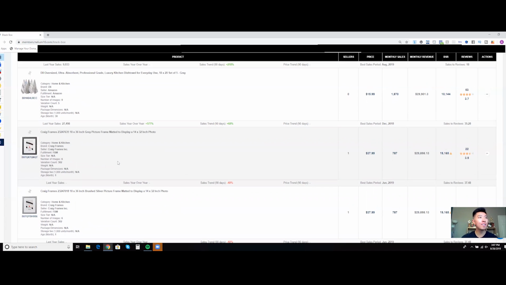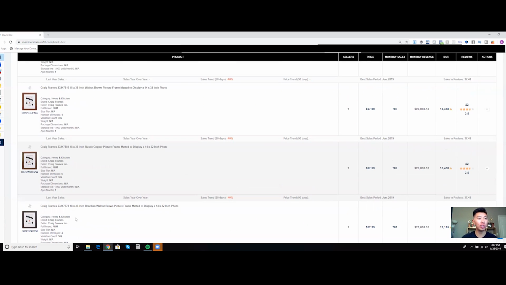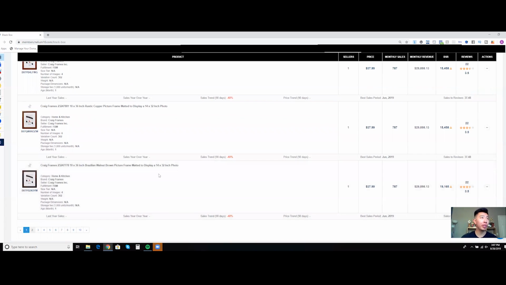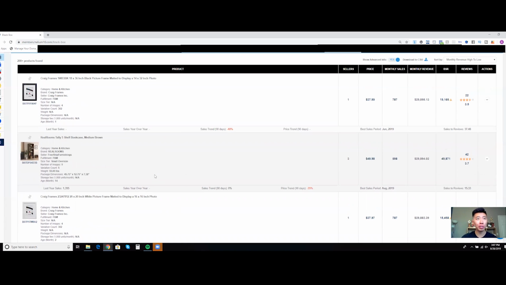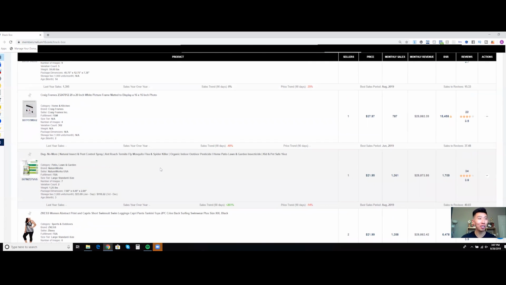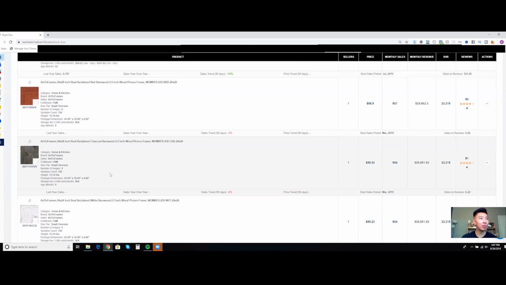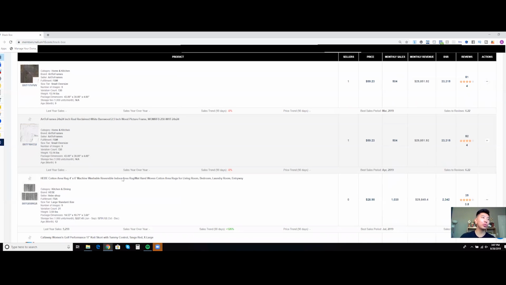Let's see. Frames, this could also be potentially good. Dealing with frames, you do have to take into account that you are dealing with a glass product, so you may have to make your packaging a lot better so your product is getting there in one piece and not pieces. Women's clothing, that may not be something that you want to get into.